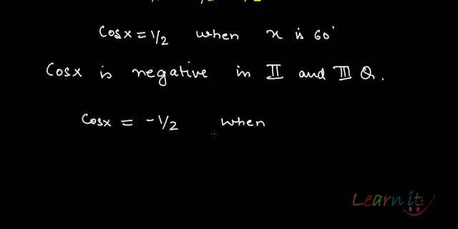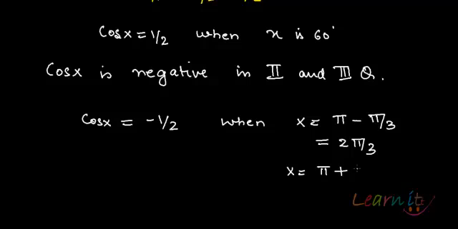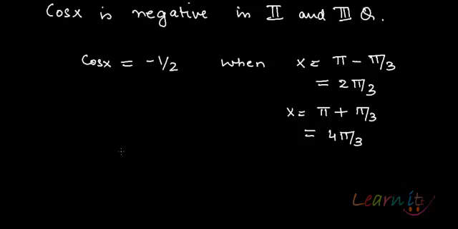60 degrees in the second quadrant will mean 180 minus 60, so that will be 2 pi by 3, and 60 degrees in the third quadrant will mean x equals 180 degrees plus 60, so that will be 4 pi by 3. So these are the two places where cos x will be negative, in the second and third quadrant, and x will equal 2 pi by 3 and 4 pi by 3, and that will solve the equation.